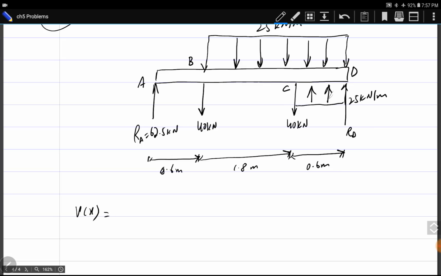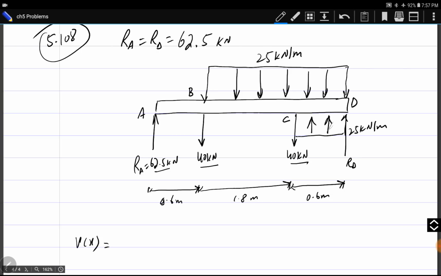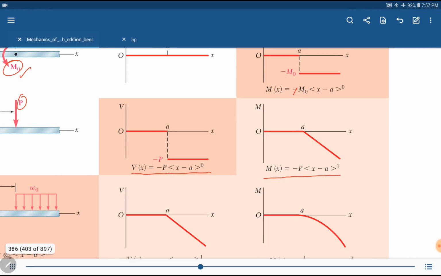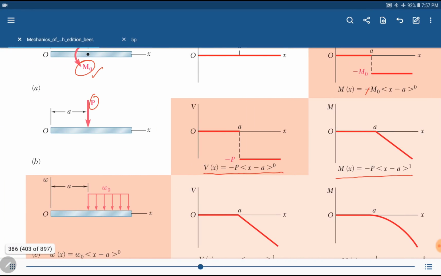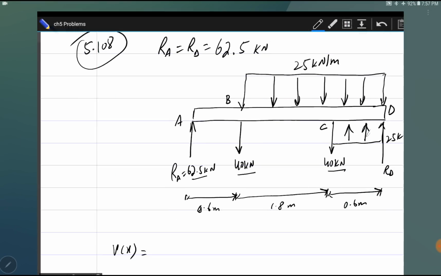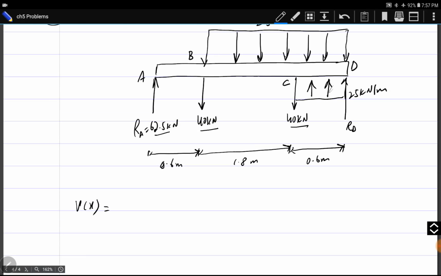Okay, we have three concentrated forces, one at point A, then at point B, and then at point C, and two distributed loads, one downward and one upward. So we have to write singularity functions for all of them. For the one at point A, singularity function of shear force for a concentrated load is minus P into x minus a power 0. For downward forces, remember that it is minus. So here at A we have upward load, so it will be positive 62.5 into x minus 0 power 0.